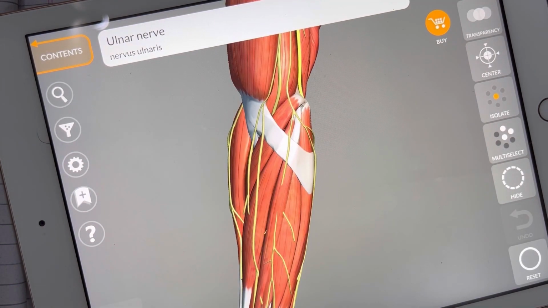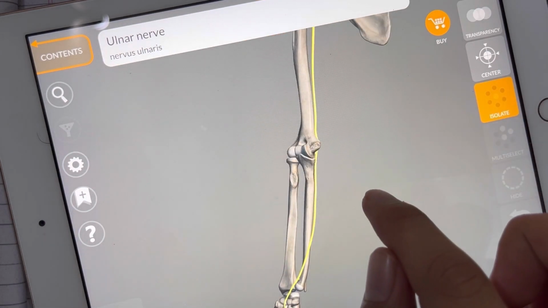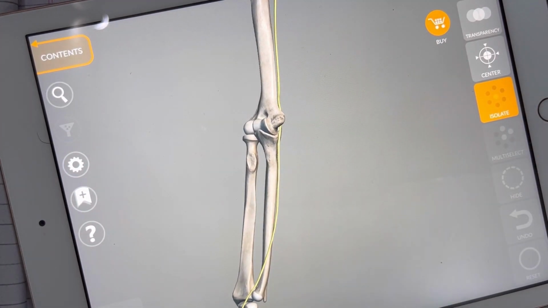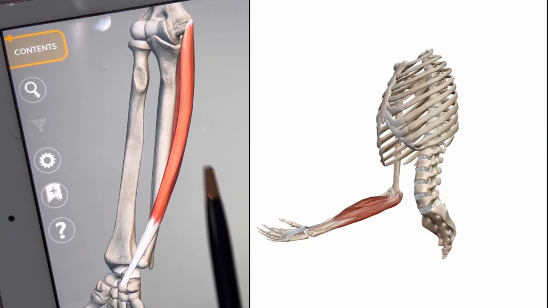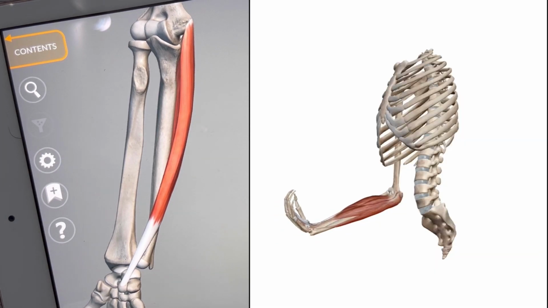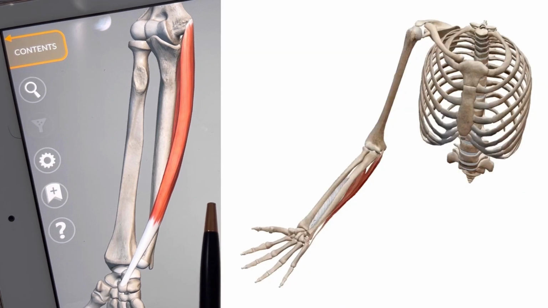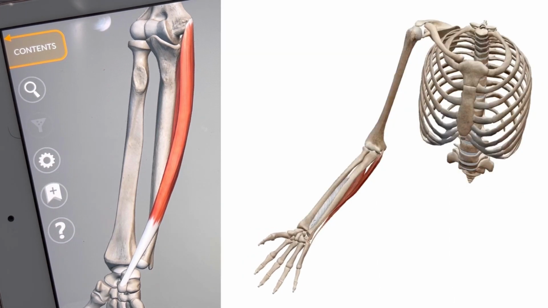Now students, moving toward the innervation of the flexor carpi ulnaris muscle. So the flexor carpi ulnaris muscle is innervated by the ulnar nerve. This is the ulnar nerve, and the ulnar nerve originates from the medial cord of the brachial plexus. Now students, moving toward the actions of the flexor carpi ulnaris muscle. So this muscle plays an important role in the flexion of the hand at the wrist joint, and it also plays an important role in the adduction of the hand at the wrist joint.